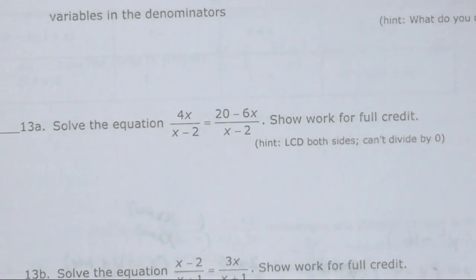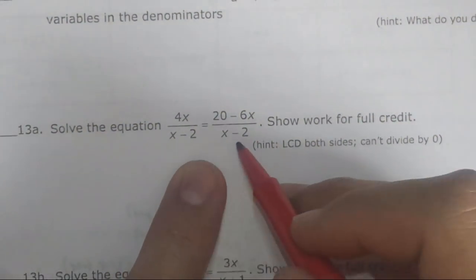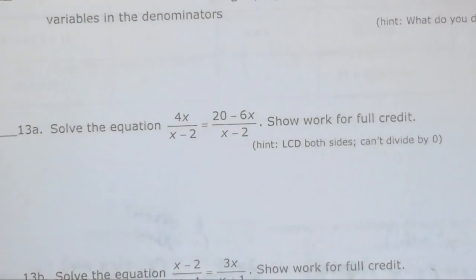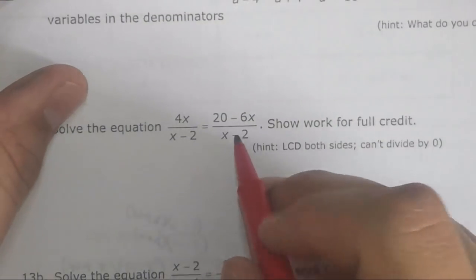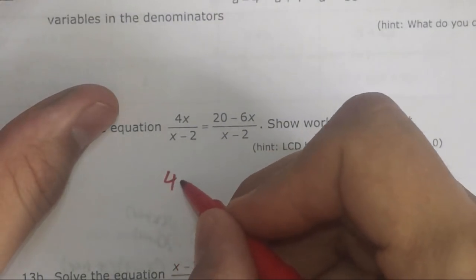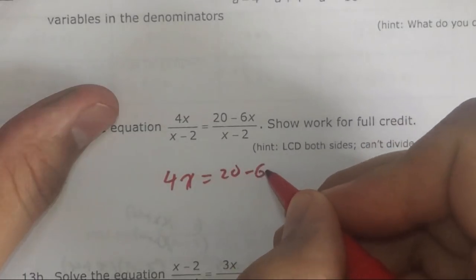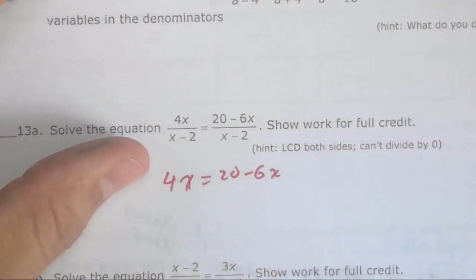13a, let's solve an equation. 13a is a super simple one. If you look at the bottom of the equation, you have the same denominators. Same denominators makes our life a lot easier. So if they have the same denominators, I don't need them anymore. I can simply say 4x is equal to 20 minus 6x, and I solve it like any other equation.